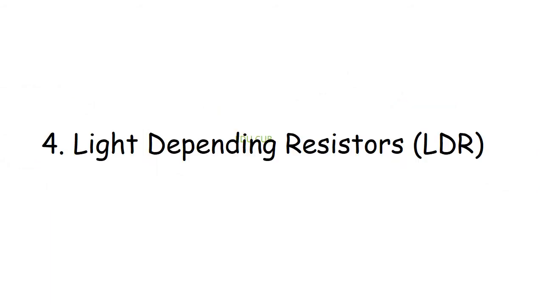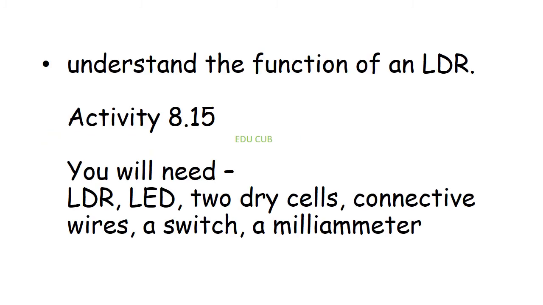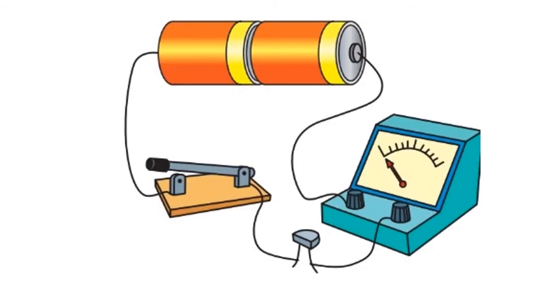Okay, the next electronic appliance is the light dependent resistor or LDR. Let's do this activity to understand the function of an LDR. We will need an LDR, an LED, 2 dry cells, connecting wires, a switch, and a milliammeter. Let's see what we have to do. First of all, prepare the circuit as shown in the figure, then switch it on. Expose the LDR to the sunlight.